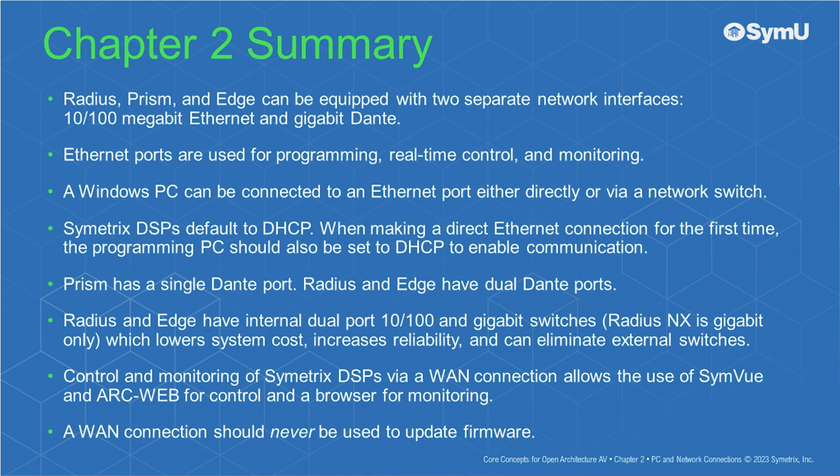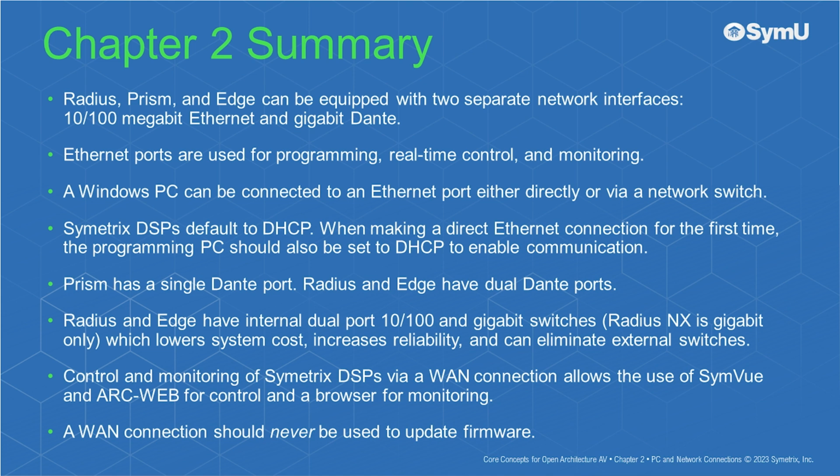Symetrix DSPs default to DHCP. When making a direct Ethernet connection for the first time, the programming PC should also be set to DHCP to enable communication. Prism has a single Dante port while Radius and Edge have dual Dante ports.